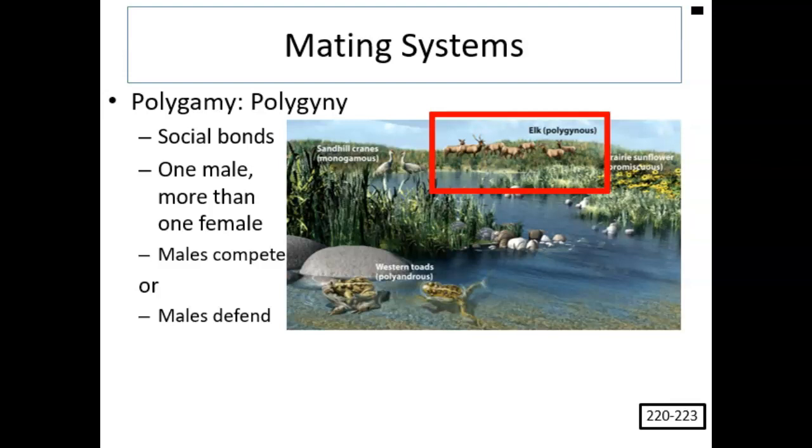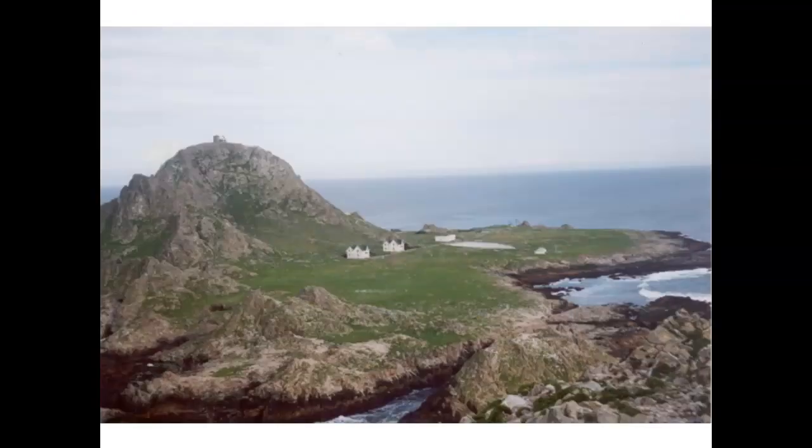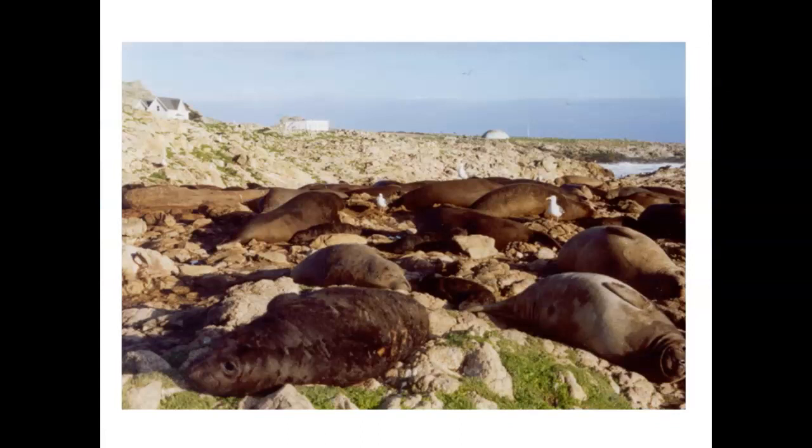I had an opportunity to experience a species that practices polygamy. I was able to work for about 2 months on the Farallon Islands, which are off the coast of California. If you go to San Francisco, go about 25 miles straight west into the Pacific, you'll find the Farallon Islands. We were close enough that you could actually see the Golden Gate Bridge on clear days. Out here on the Farallon Islands, there is a colony of northern elephant seals, and those northern elephant seals are polygynous.